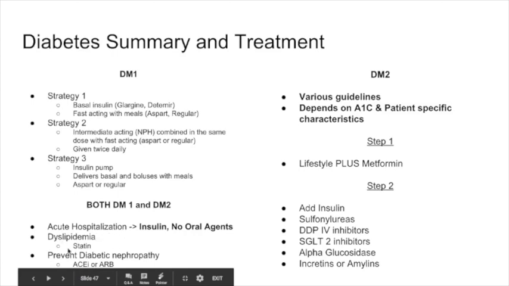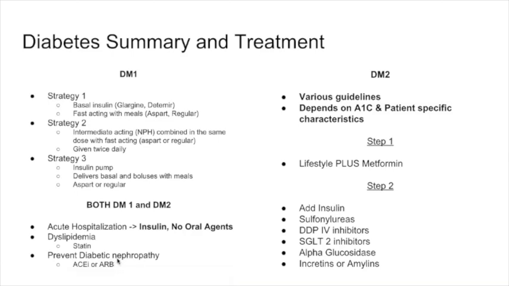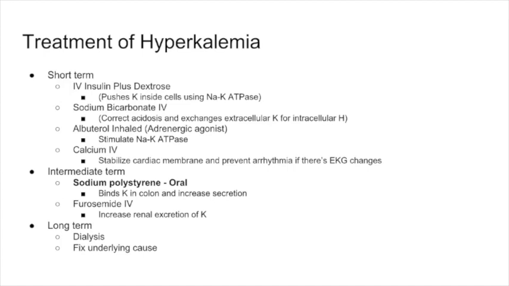Most patients that are diabetic have dyslipidemia, so you give them a statin, and you also give them an ACE inhibitor or an ARB to prevent diabetic nephropathy. So these are important things to understand, and these are easy points on the exam.